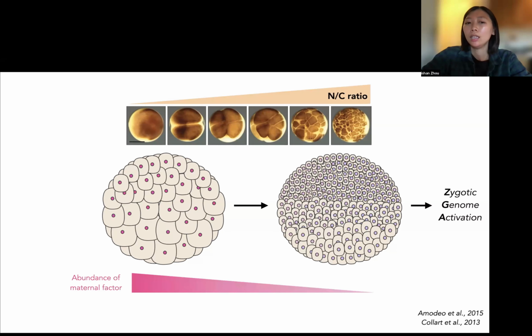And it's thought that, as a result of this increase in NC ratio, the abundance of certain maternal factors per genome actually goes down over time. And this sort of titration effect is really thought to be one of the main triggers of what activates the zygotic genome for transcription at the end of the blastula stages.